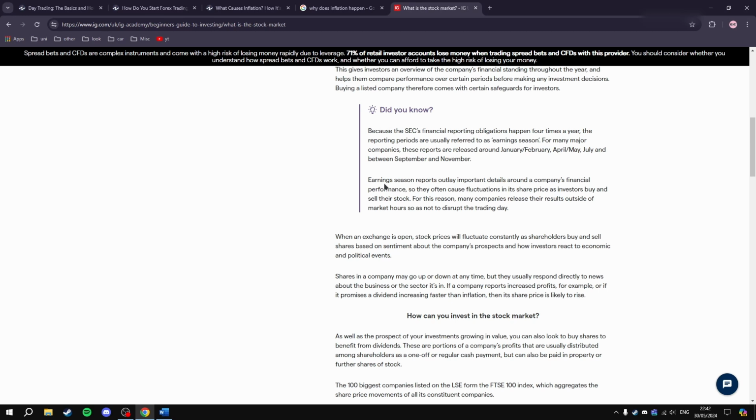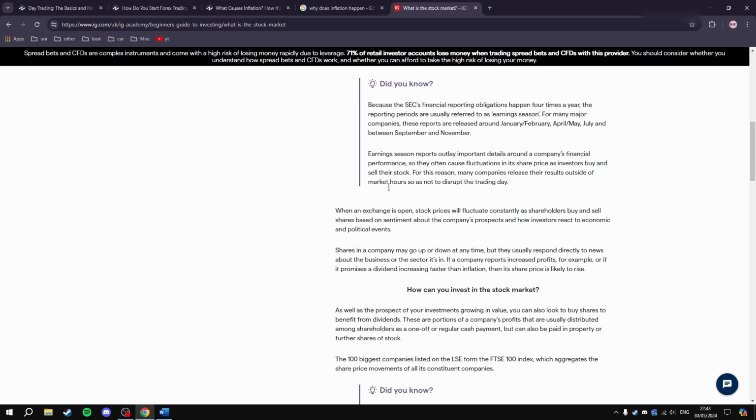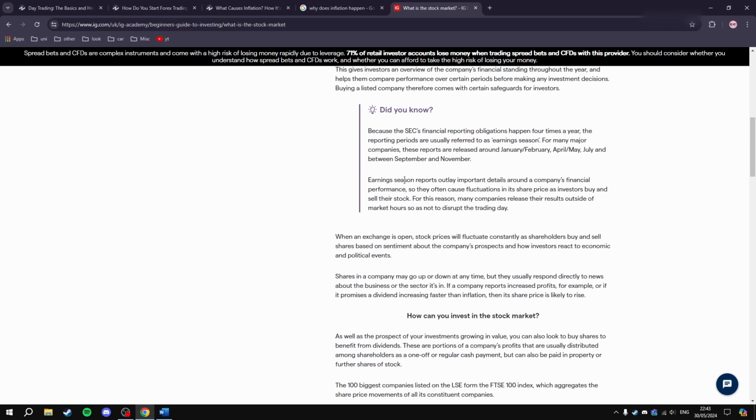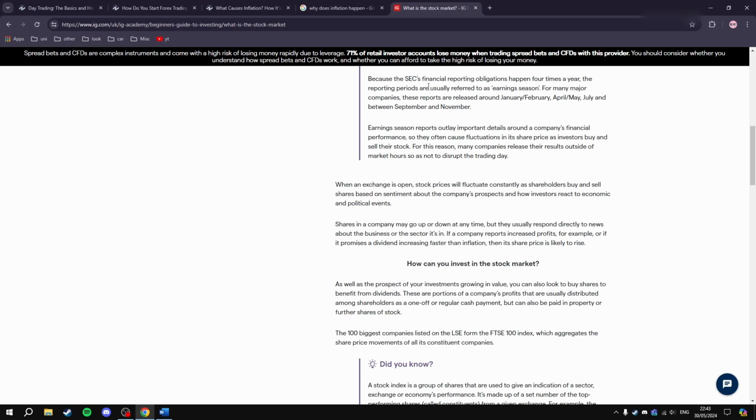Buying a listed company therefore comes with a certain safeguard for investors. Did you know? Because of the SEC's financial reporting obligations happening 4 times a year, the reporting periods are usually referred to as earnings season. For many major companies, these reports are released around January/February, April/May, July, and between September and November.